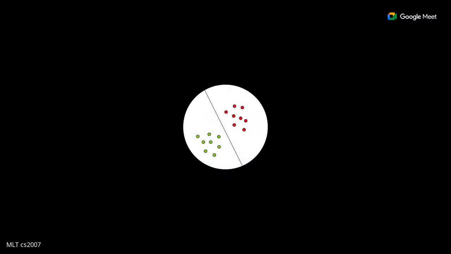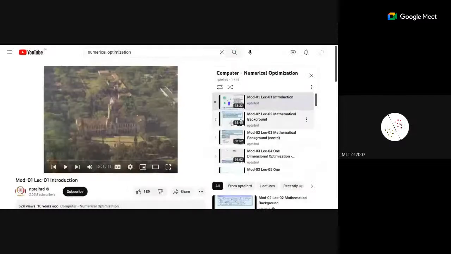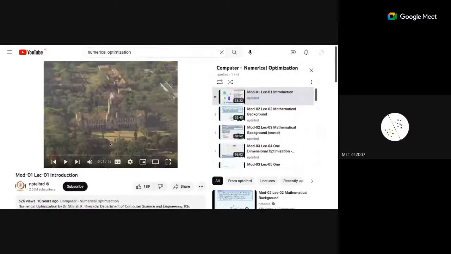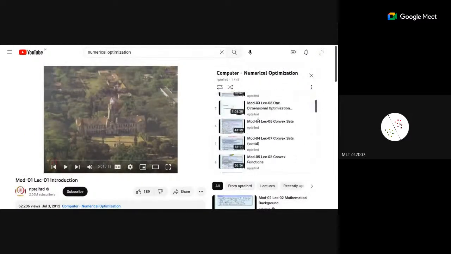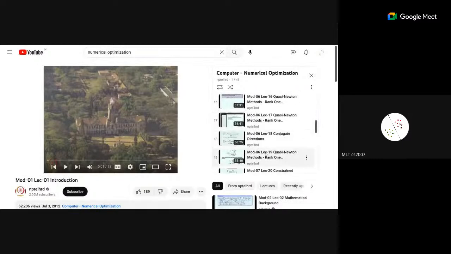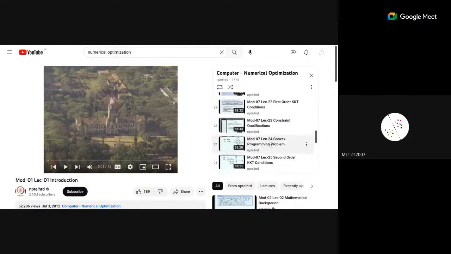Okay, so that's what we will be doing on Monday. I won't do the primal dual part, but for the primal dual part, you can follow this particular course. See this, there is a course on convex optimization. It's a great course. I was watching this recently. It is from Professor Shirish from IISc. There is one sequence of lectures which are outstanding, called numerical optimization.